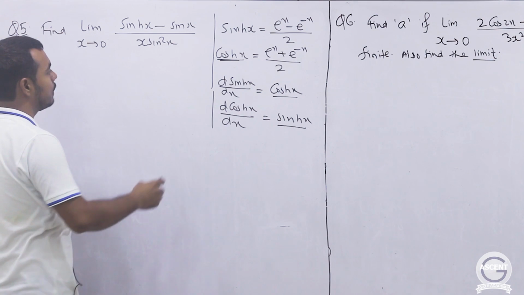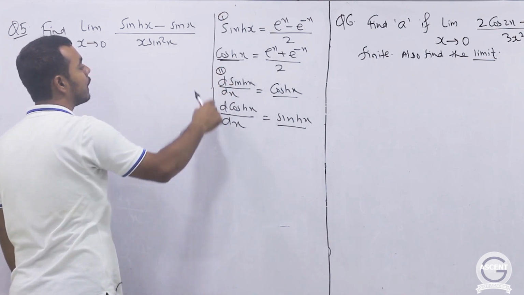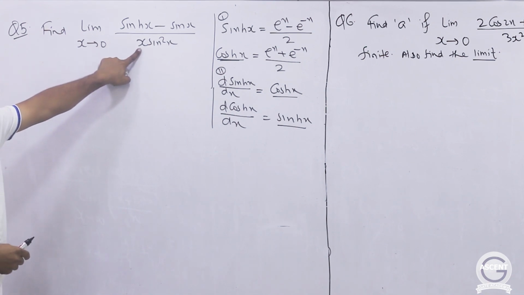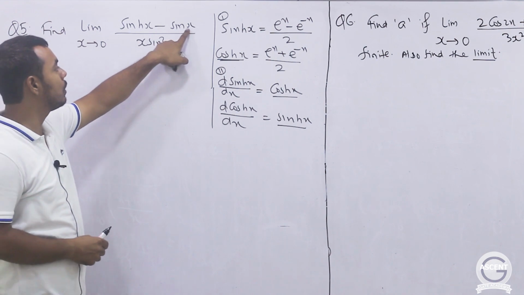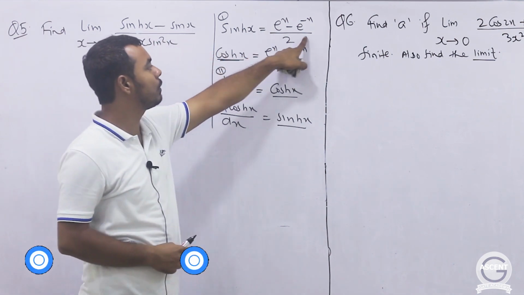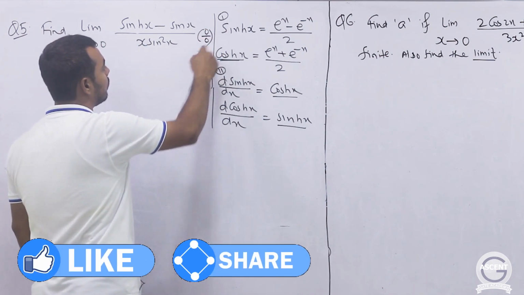So these two basic pieces of information are required. First one is the definition of these two functions, and second, the formula for their derivatives. Now here, if you see this problem carefully, then we are getting 0 by 0 indeterminate form. If you place x equals 0, you will get 0 in the denominator, sin 0 is 0, hyperbolic sin 0 is also 0. Okay, from here you can see that.